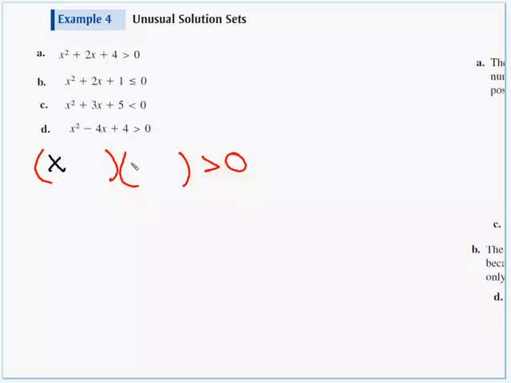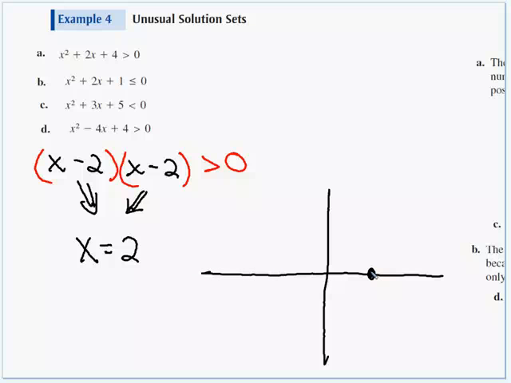Factorization of x squared is x and x. Factors of 4 that add up to negative 4, well, that's going to be a minus 2 and a minus 2. So this is looking a lot like something we did earlier. Both of these will give us the same key number. X minus 2 equals 0 means x equals 2.